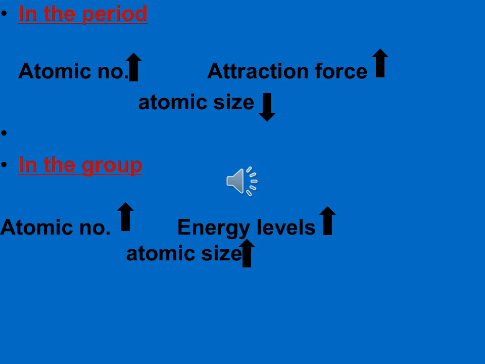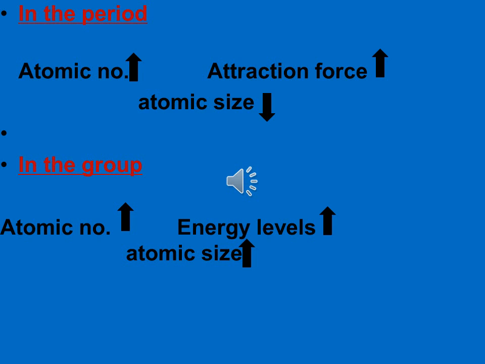But in the group, when the atomic number is increasing, the number of energy levels is increasing, so the atomic size is also increasing. So atomic size increase, energy levels increase, atomic size increase. And here we have a direct relation between atomic number and atomic size.